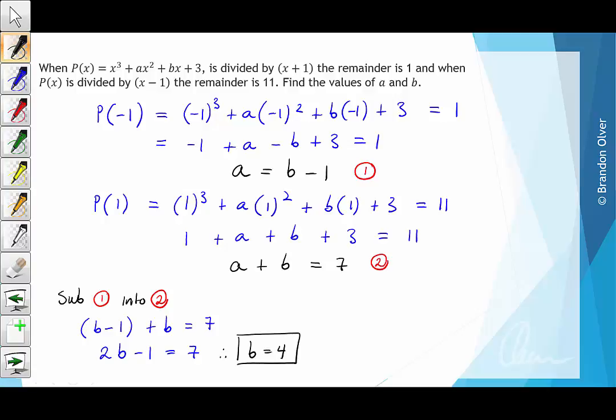Next up, we're going to substitute b is equal to 4 into one of the equations. Here we just choose whichever one's easiest, so we're going to use equation 1 this time, and that will give us the value of a is equal to b, which we found is 4, minus 1. So that means that a is equal to 3.